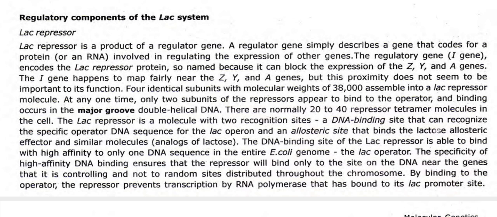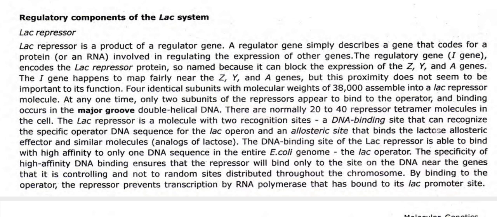Four identical subunits with molecular weights of 38,000 assemble into a LAC repressor molecule. At any one time, only 2 subunits of the repressor appear to bind to the operator, and binding occurs in the major groove of the double helical DNA. There are normally 20 to 40 repressor tetramer molecules in the cell.